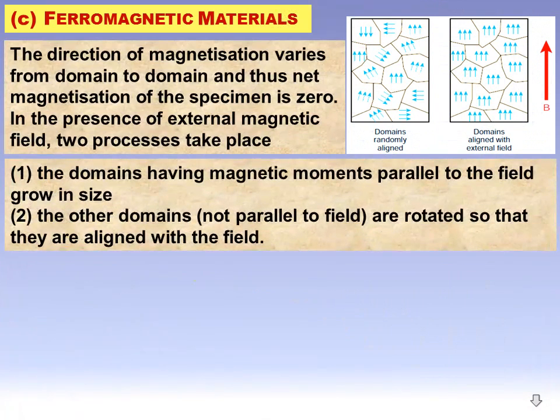The two processes which take place using the external field are as follows. First, the domains having magnetic moment parallel to the field grow in size. You can see them grow in size. Then the other domains which are not parallel to the field are rotated so that they are aligned with the field. You can see they are aligned with the field.